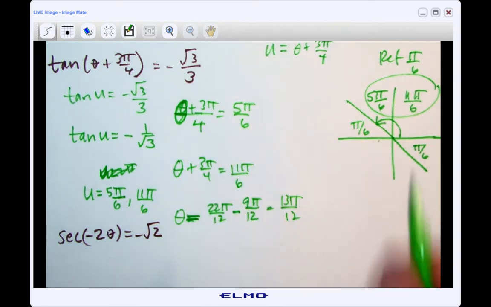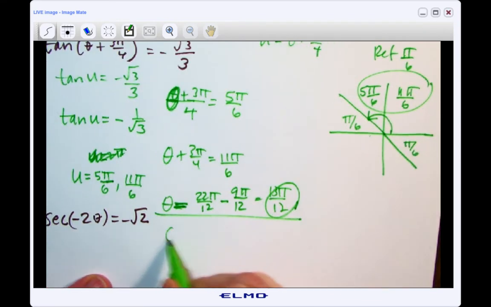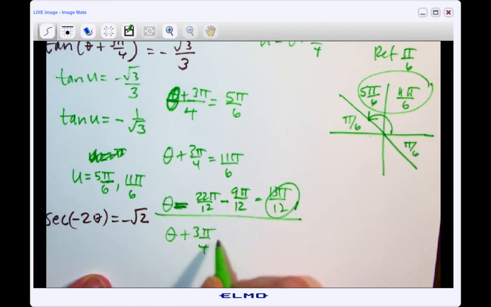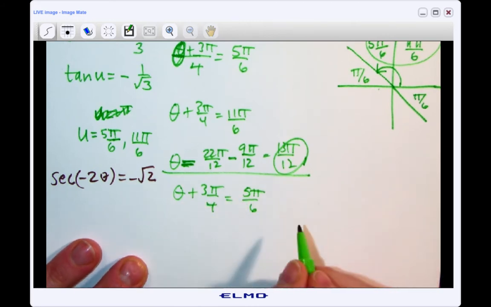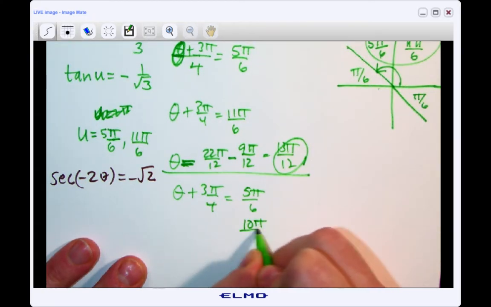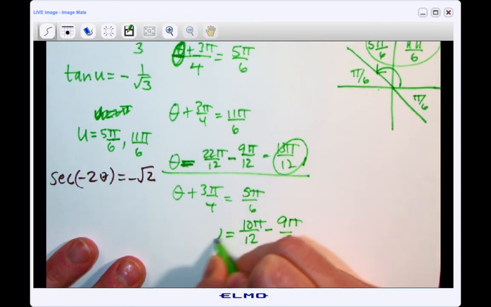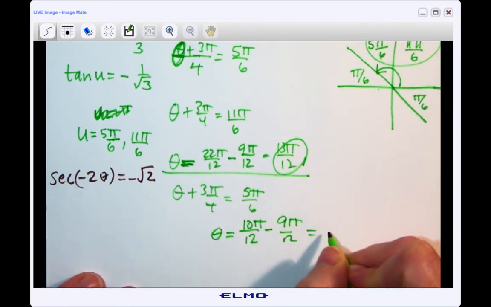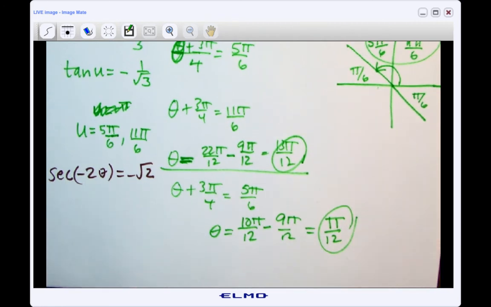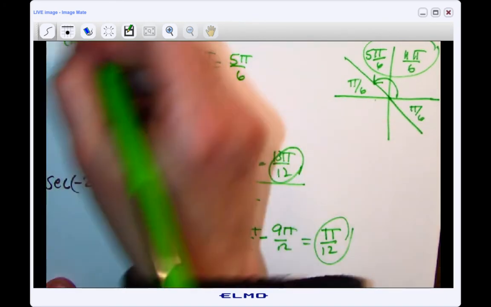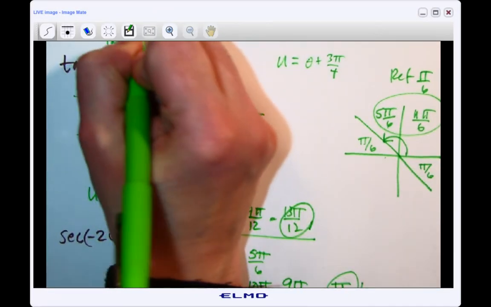And for this one, let me put this here, and let me do the next one down here. So now we want to subtract this from both sides. Again, I'm going to use 12, so this will be 10 pi over 12 minus 9 pi over 12. So this one is going to be a what? 1 pi over 12. So these are the two angles that I'm looking for. That's what theta is going to be equal to. So theta is equal to pi over 12 and 13 pi over 12.